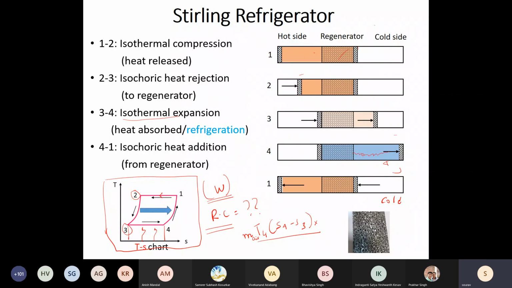So T4 (S4 minus S3) gives you the refrigeration effect, which is nothing but the net amount of heat absorbed by air per unit mass of air. Now, if I multiply it with the mass of air which is trapped inside this cylinder, it just gives me kilojoules. So that is the amount of heat which is absorbed in this region. But then we have to multiply it with something else to get the capacity in watts. What is that?